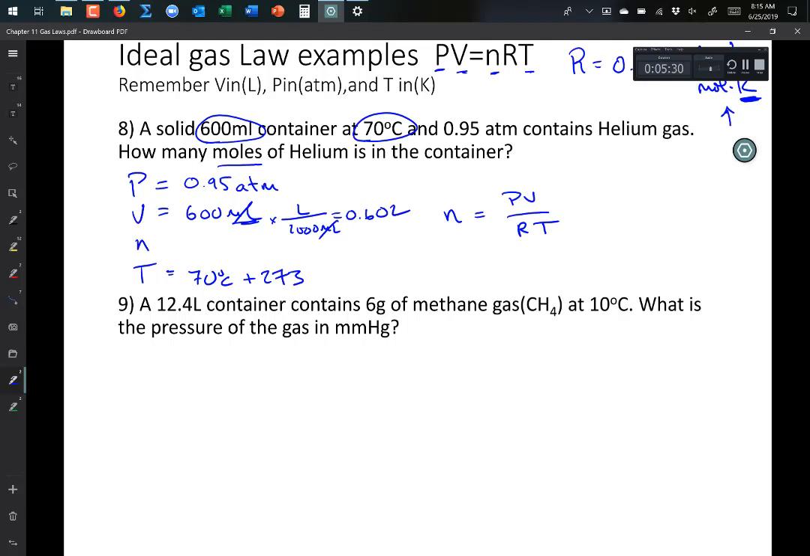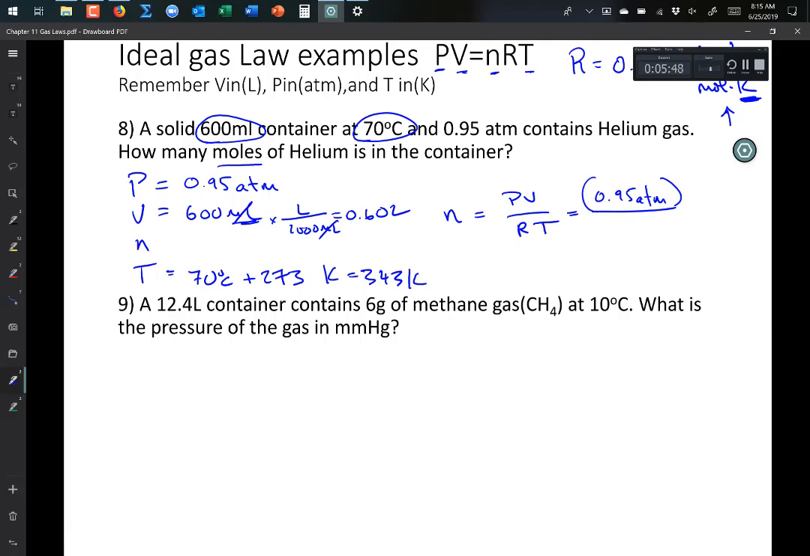Okay. So now I have all my units correct. I have atmospheres, liters, and Kelvin. That'll be 343 Kelvin. So then I can just plug stuff in. So P is 0.95 atm.